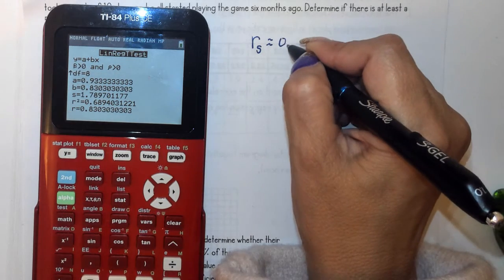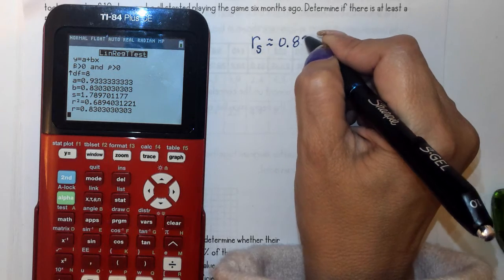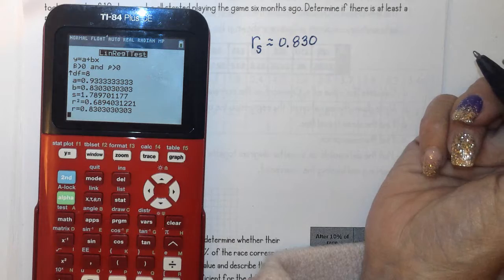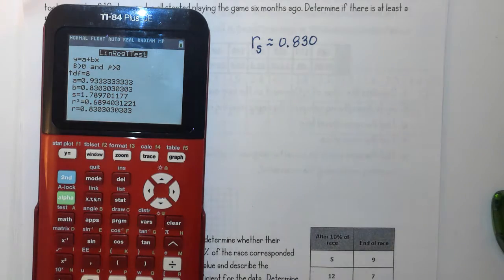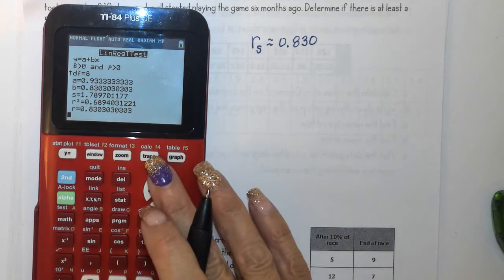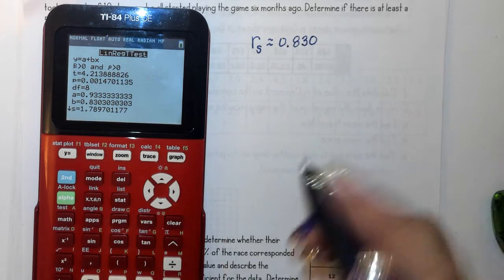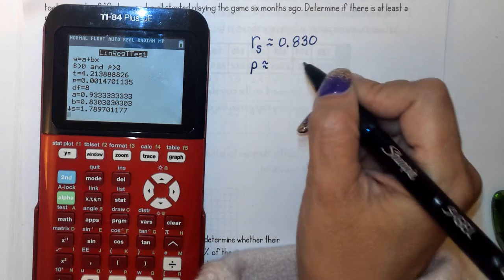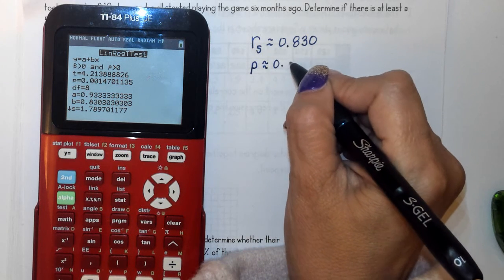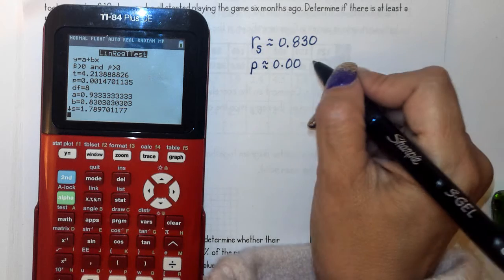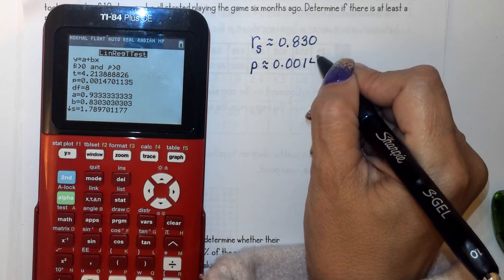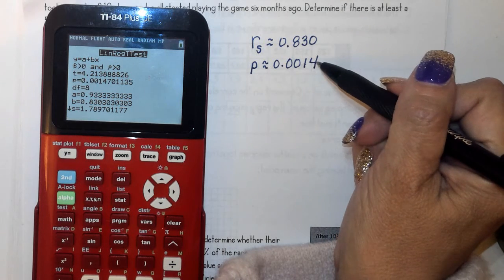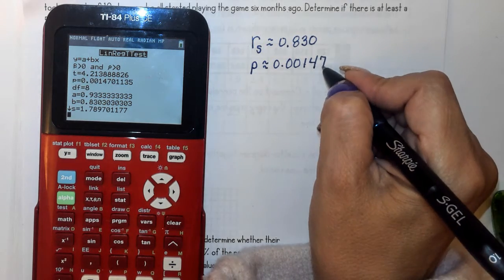R is approximately 0.083. I'm going to round it up and put my sig figs. Hopefully you see where I got that. Then the other thing I want to do is that p-value. And when I look at the p-value, I say p, and again, we're going to approximate it. 0.00147, and I'm going to do my 3 sig figs. So this is my first significant figure, then 4, then 7.